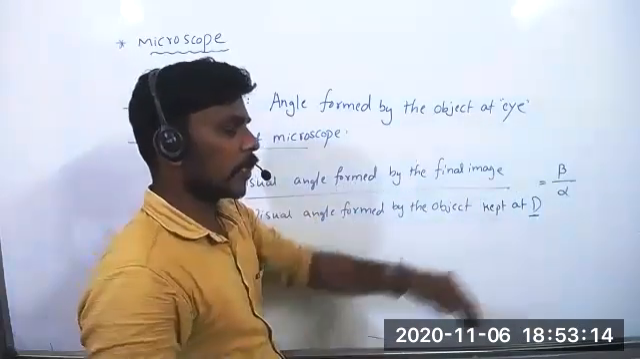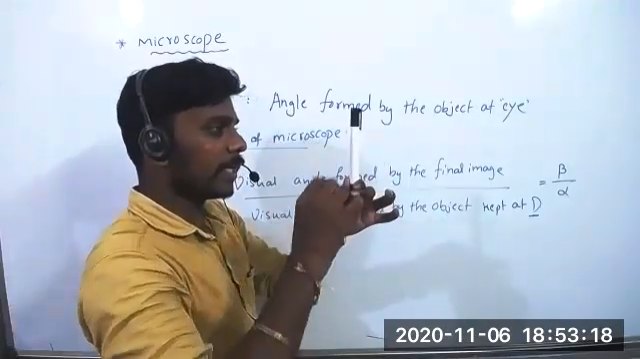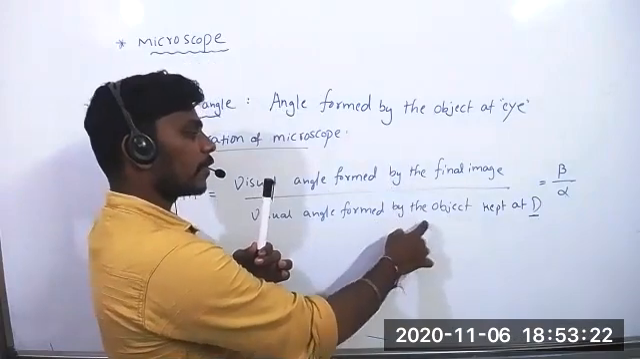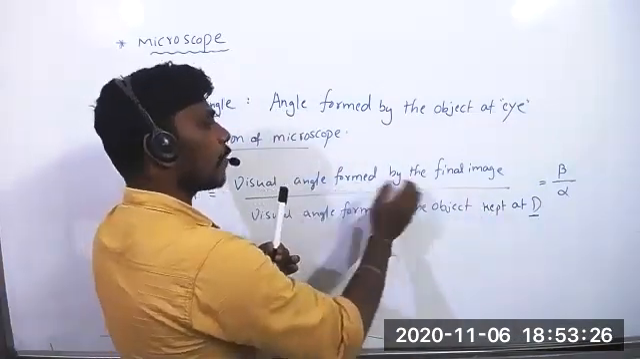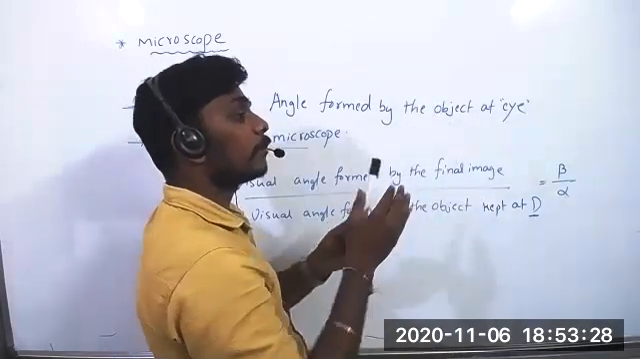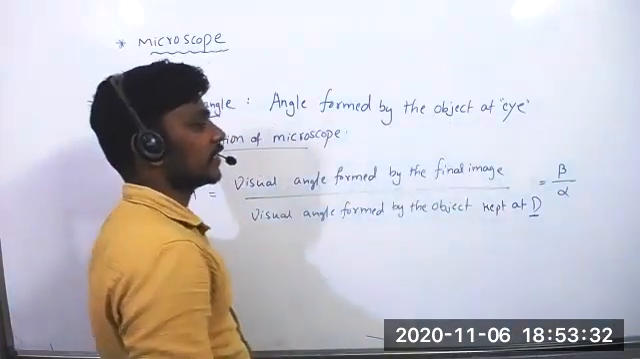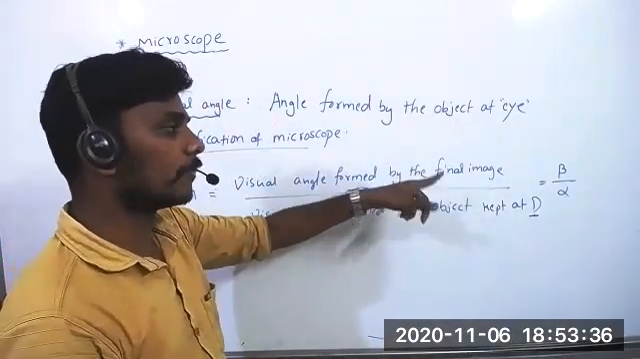That is D. If you place an object at 25 centimeters from the normal eye, what angle is it making? That is the visual angle formed by the object kept at D. It is the visual angle formed by the image. When you place a lens, definitely it will change. We will see that. I will draw the diagram and show you how it will change.